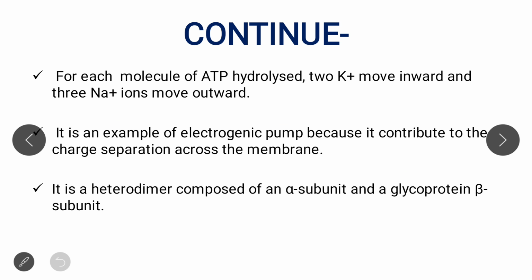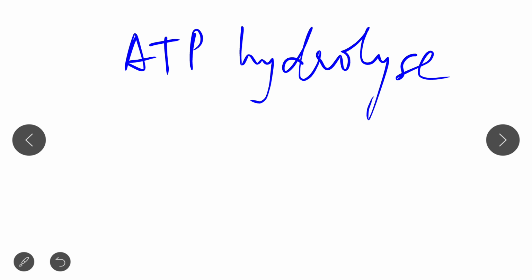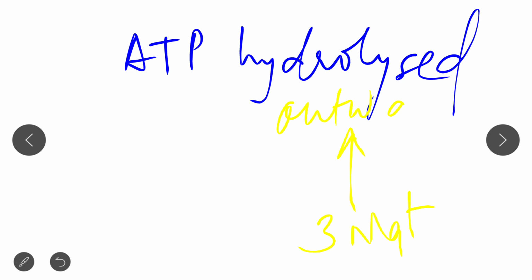For each molecule of ATP hydrolyzed, 2 potassium move inward and 3 sodium move outward. That means when 1 ATP is hydrolyzed, as a result 3 Na plus move outward and 2 potassium move inward.